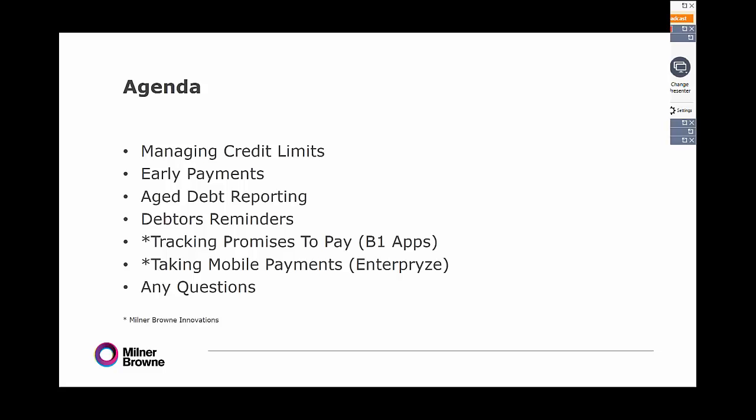Then from there, we'll move on to some of the innovations that we at Milner Browne have made to SAP Business One. So we'll look at how we can track the activities that your credit control staff are performing, where they're being promised payment from customers, where they are then logging that in the systems to allow them to go and follow up and chase payments that haven't been received when they were promised. So we'll look at that through one of our B1 apps and the credit control functionality within that.